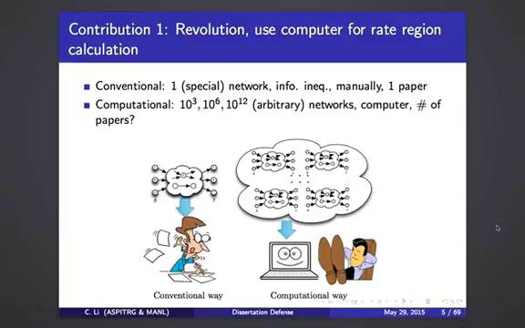Conventionally, when a network is given, a researcher has to sit at the table with pieces of paper and information inequalities and then try to derive the rate region by hand. It may take hours or days to solve it, or it is not solvable at all. Now, with our computational tool, one can easily throw thousands or millions of networks into the computer to solve them in seconds or minutes.